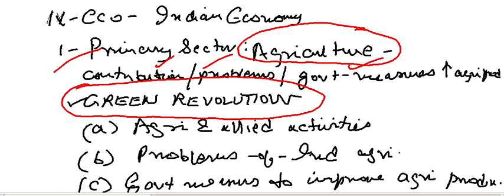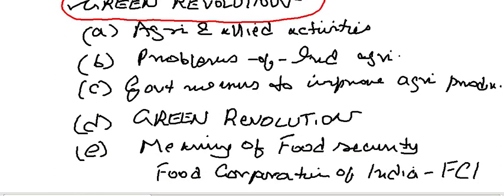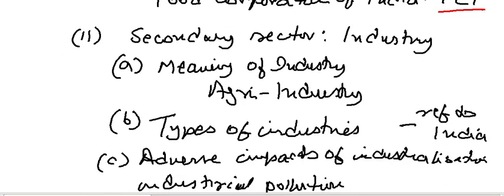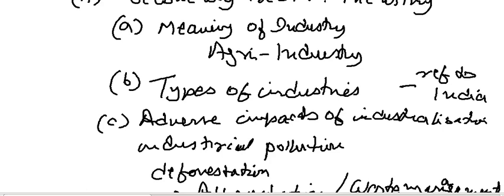With this, if you move on, you have other things you are going to study under this part of the syllabus, which is agriculture and allied activities, that is, activities which are related to agriculture, problems of Indian agriculture, government measures to improve agricultural production, green revolution, and food security. And what is the Food Corporation of India? This is an important term which you have to know in this part of the syllabus. Let's move on. Then comes our secondary sector.